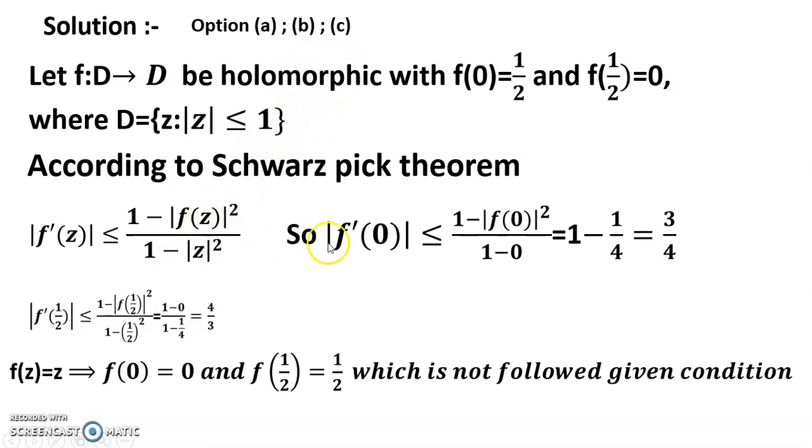Why? Because I am putting in the values of f(0) and f(1/2), so I get these values. But for f(z) equal to z, we have f(0) equal to 0 and f(1/2) equal to 1/2, which does not satisfy the conditions, because here f(0) is equal to 1/2 and f(1/2) is equal to 0. So option C is not correct. I hope it is clear for everyone.